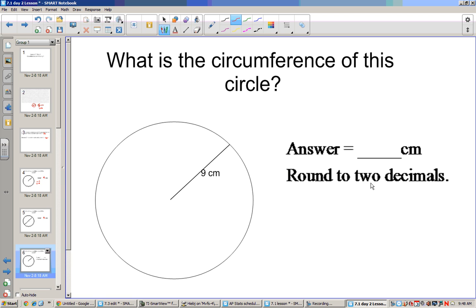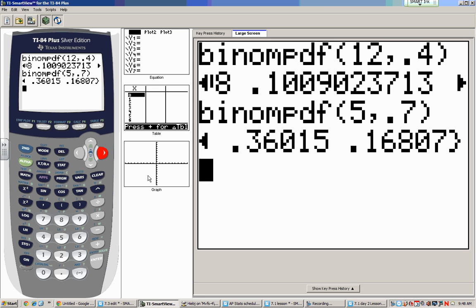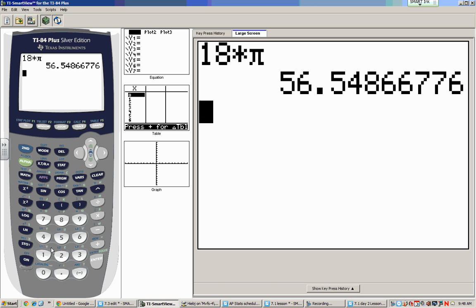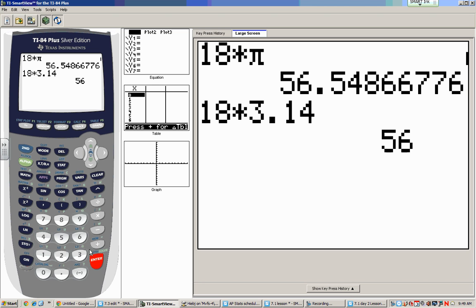So now this one says let's round our answer to 2 decimals. So they don't want our answer given in pi. So if my radius is 9, our diameter is going to be 18, so we could say our circumference is 18 pi. So if I want to find out what that value equals, I'll take out my trusty calculator and I'll do 18 times pi, which is this, or I could have just done 18 times 3.14, which is an approximation for pi.